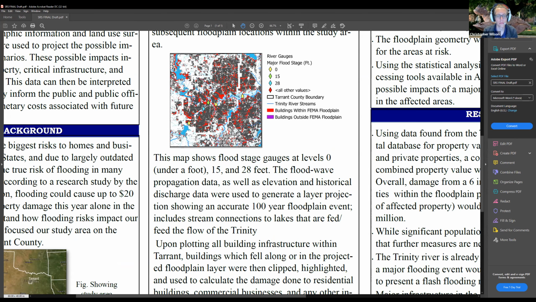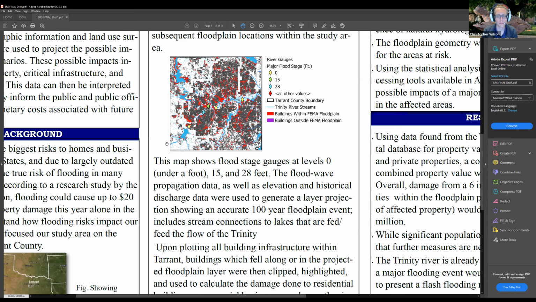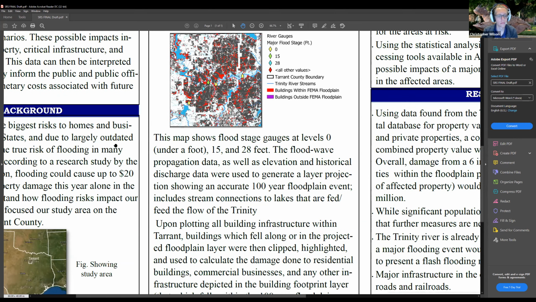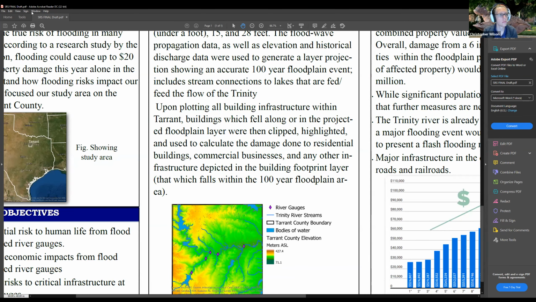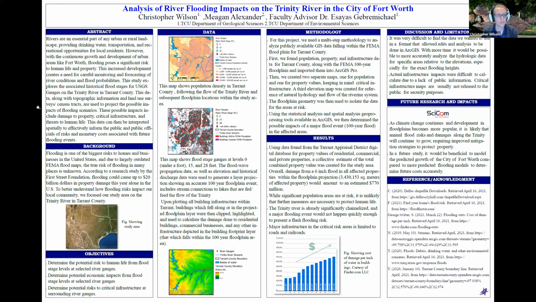a flooding event. And so as you can see at the bottom as well, the third graph, that shows our elevation data. And so that's just a reference to natural hydrology and the flow of our riverine system. And so as far as the methodology, we used a multi-step process to analyze publicly available GIS data falling within this floodplain. And so first we found population, property, and infrastructure data for Tarrant County.